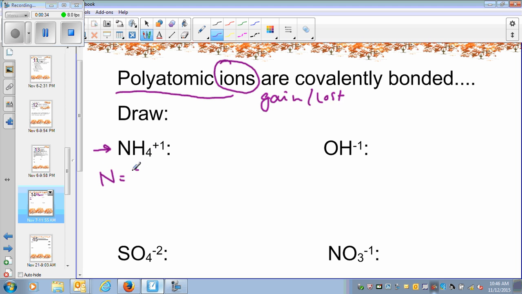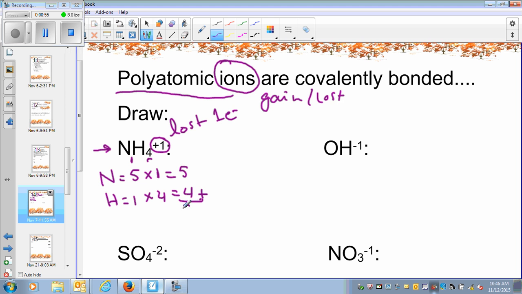So nitrogen has 5 valence electrons and hydrogen has 1 valence electron. I have 1 nitrogen atom and 4 hydrogen atoms, so that gives me 5 and 4 here. And this plus 1 means I have lost 1 electron, so I'm going to subtract that. Let's add first: I have a total of 9. Then I subtract 1 because I have lost 1 electron. So the total was 9 minus 1, which is 8.